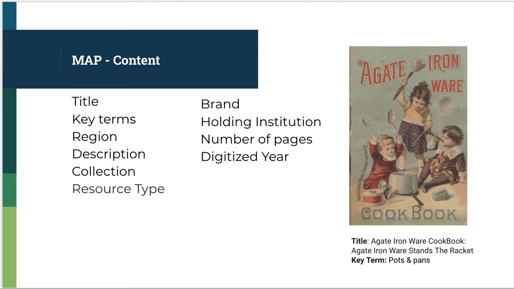Holding institution has the information about the institution which houses these records, and in most cases, it is Michigan State University. The number of pages is the number of pages in the item, and the digitized year is the year that the record was digitized for web consumption.